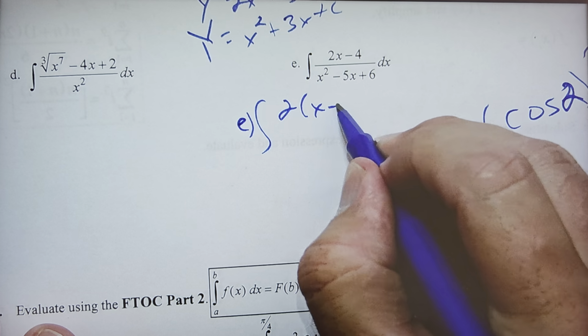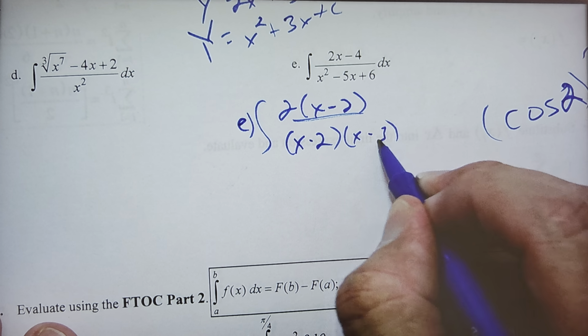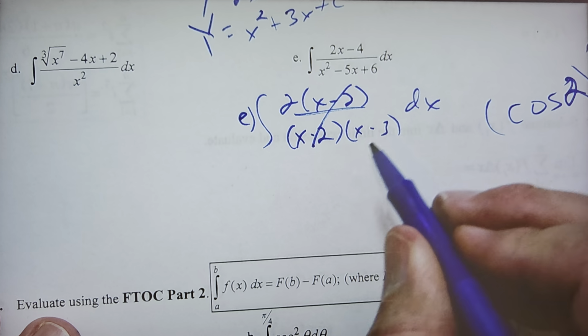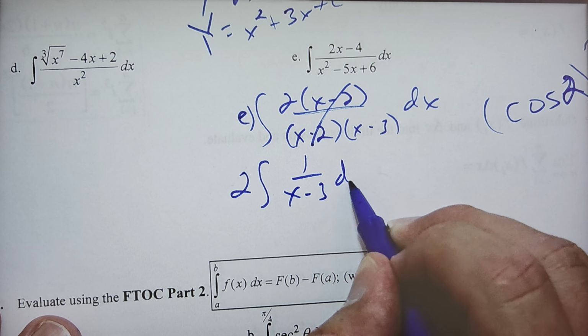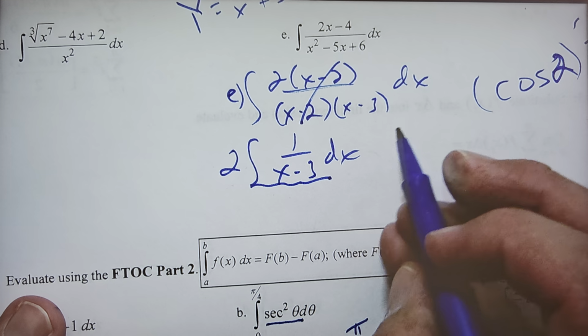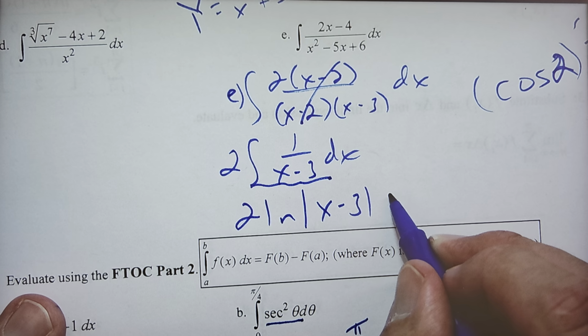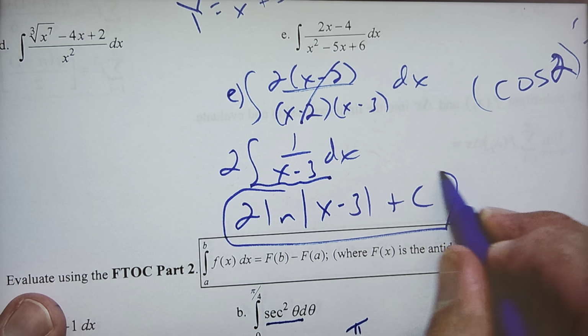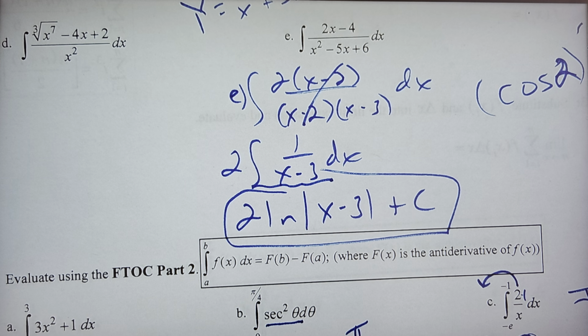So part E, first step is simplify. Take a 2 out. The bottom is x minus 2, x minus 3. 2 over x. And if you wanted to, you could take a 2 out like this, and you could focus on this. What is the integral of this? Natural log of x. Okay, natural log of the absolute value of x minus 3. Plus C. Plus C. Done. You could take the 2 up if you want to, who cares? That's done.